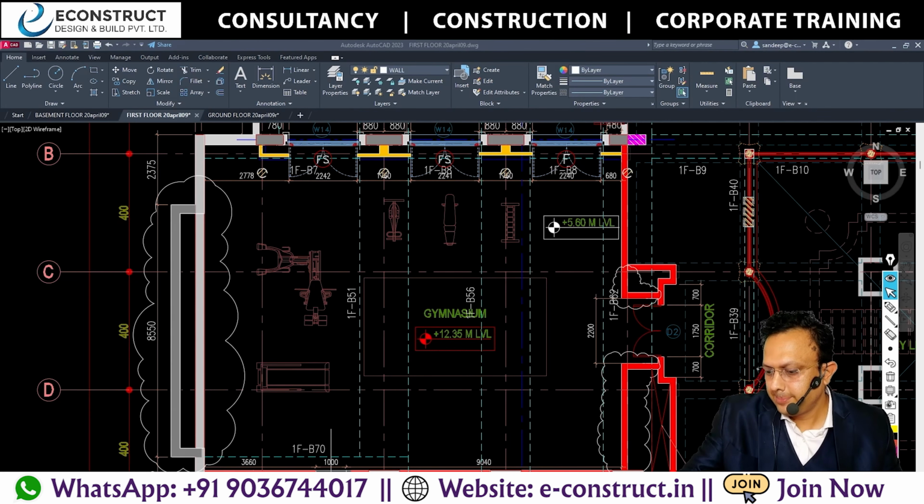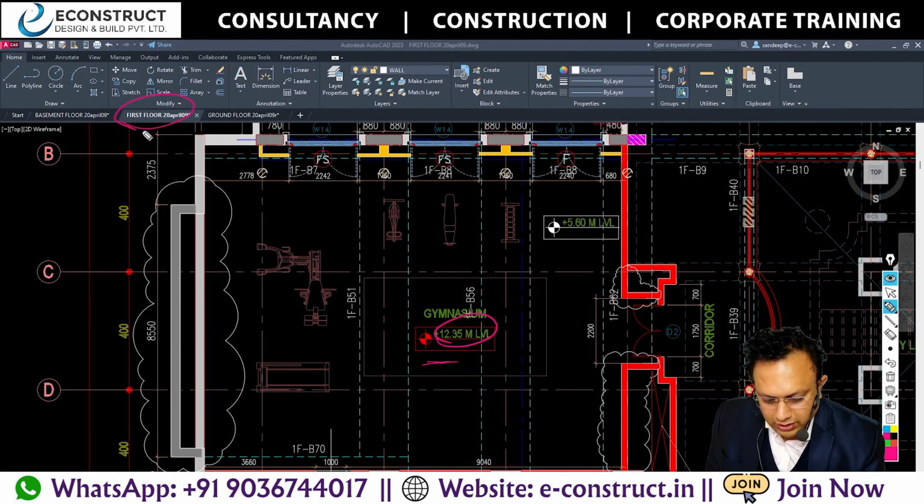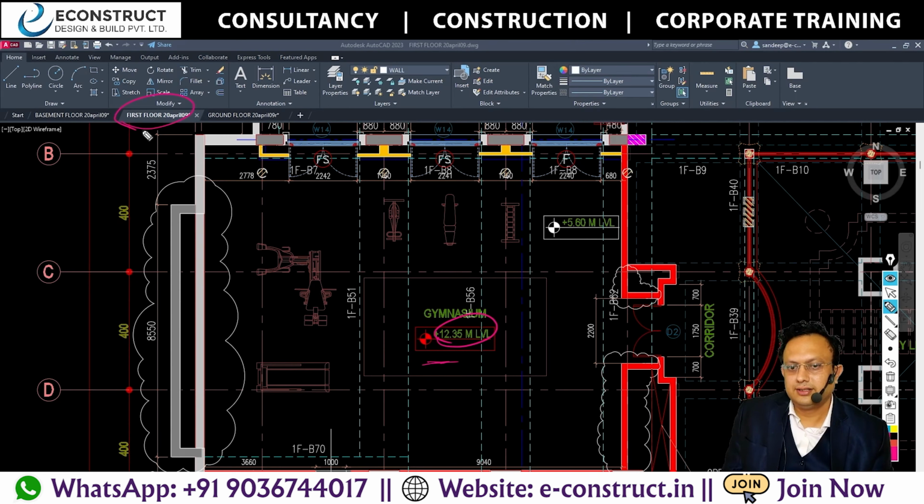So what is that 12.35 meter level? 12.35 meter. This is the level. So level means which level? The roof level or? No, this is not the roof level. This is basically the first floor level. Okay. LVL is the level.